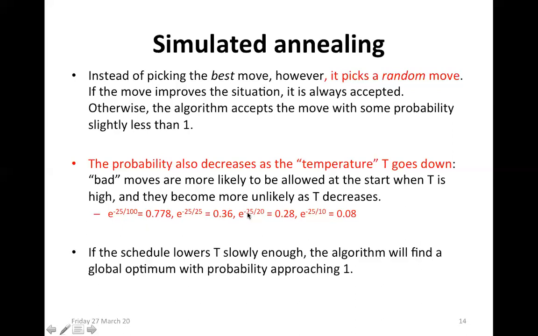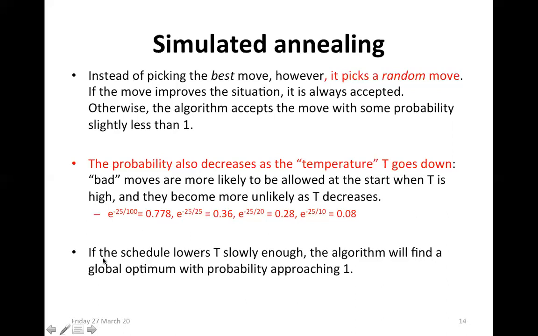And similarly, when it is minus 25 divided by 20, then we have minus 28. And when it is 10, it is 0.08. And from these examples, you can understand that when the value of your capital T is higher, then you will get probability values closer to one.